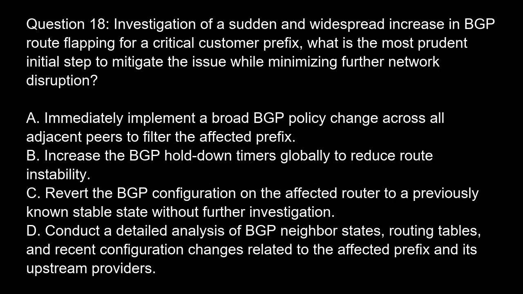Question 18. Investigation of a sudden and widespread increase in BGP route flapping for a critical customer prefix. What is the most prudent initial step to mitigate the issue while minimizing further network disruption? Option A. Immediately implement a broad BGP policy change across all adjacent peers to filter the affected prefix. Option B. Increase the BGP hold-down timers globally to reduce route instability. Option C. Revert the BGP configuration on the affected router to a previously known stable state without further investigation. Option D. Conduct a detailed analysis of BGP neighbor states, routing tables, and recent configuration changes related to the affected prefix and its upstream providers.